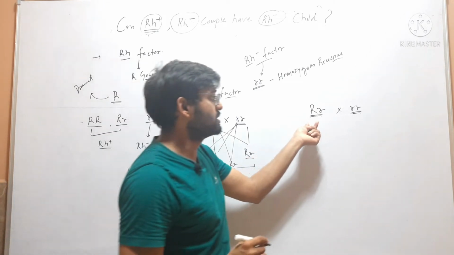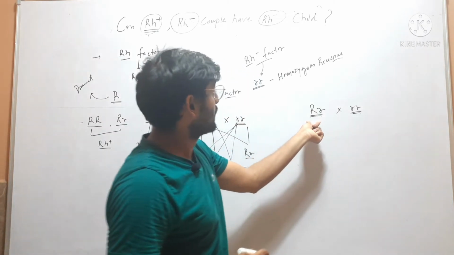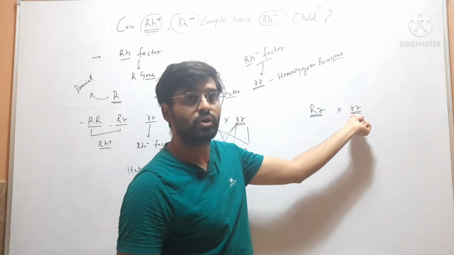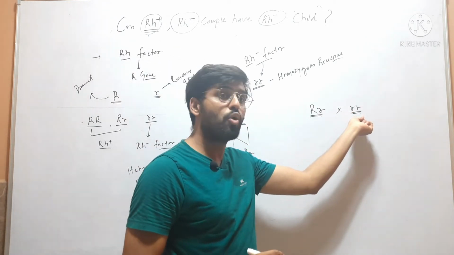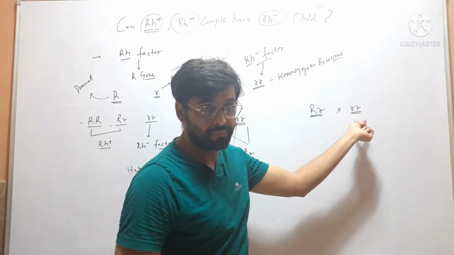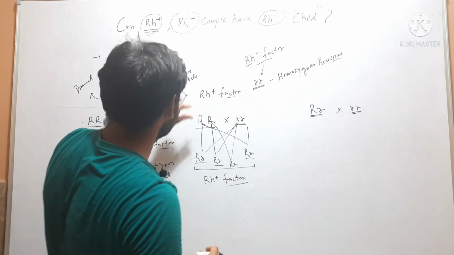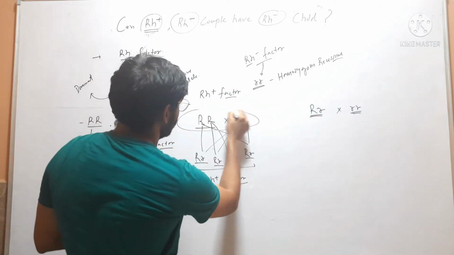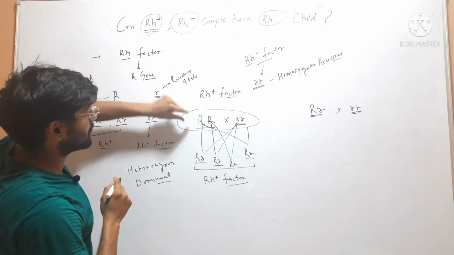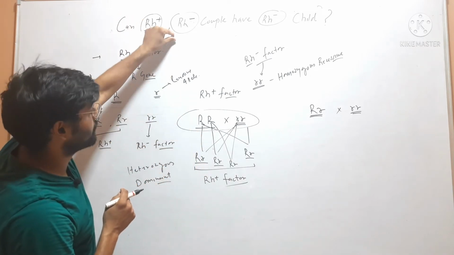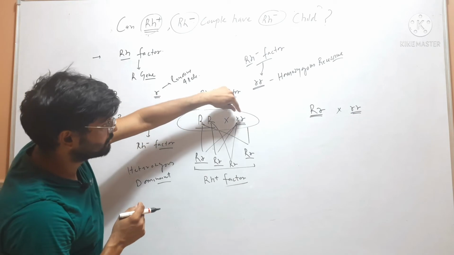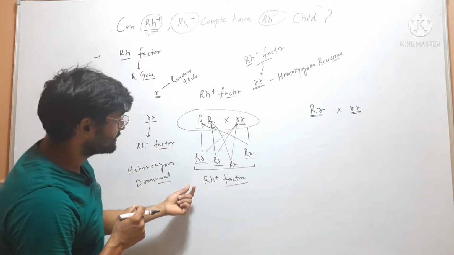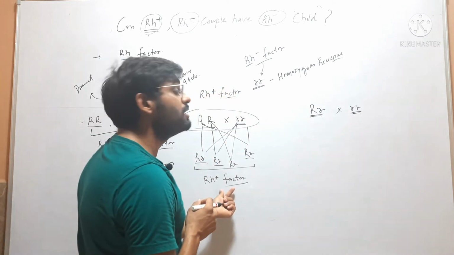But when we cross this heterozygous dominant with homozygous recessive, if the genotype of this couple is this, this person has genotype capital R capital R, and this wife, we know that if she is negative she will always have small r small r genotype, then all the children will be Rh positive.